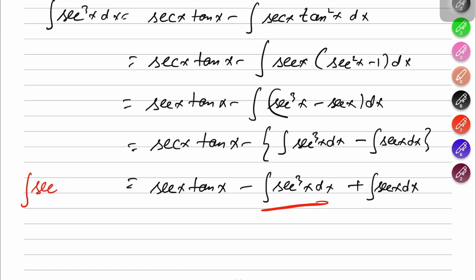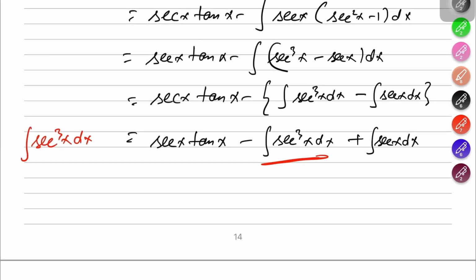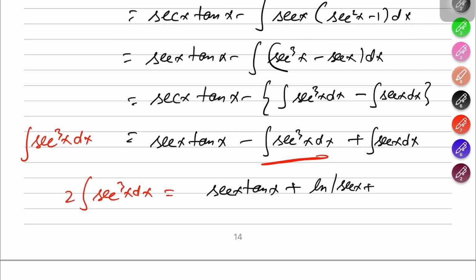So this is sec cube x dx. They are the same, sec cube x dx and this. So this will be taken towards the left-hand side, and that becomes 2 sec cube x dx is equal to sec x tan x plus the integration of sec x. We know the integration of sec x, we have already done it, that is ln mod of sec x plus tan x plus constant.